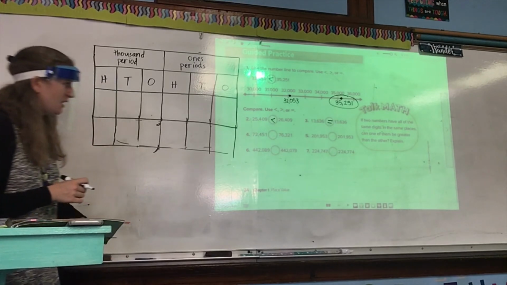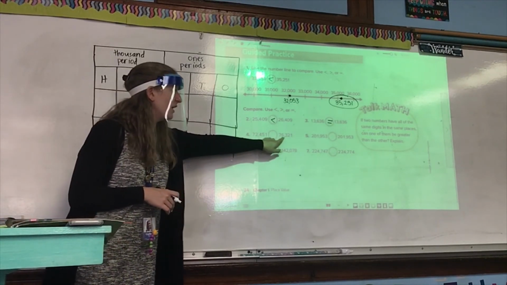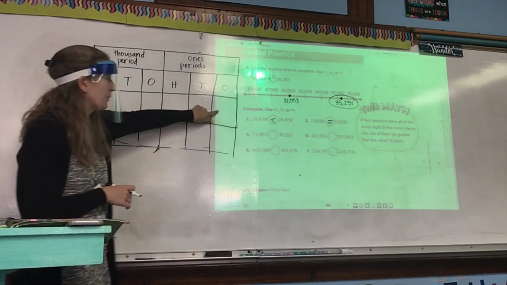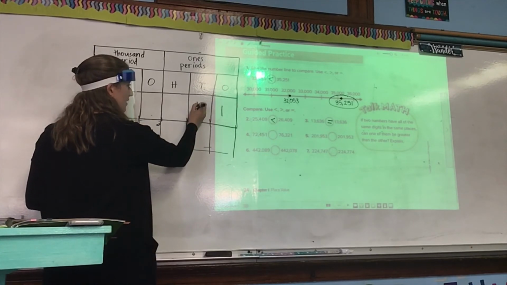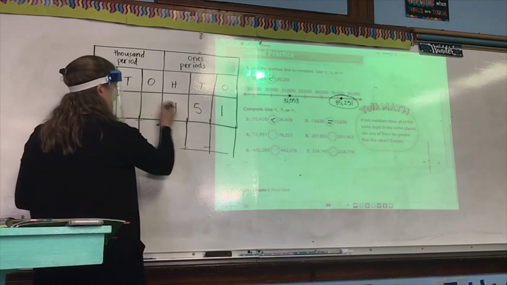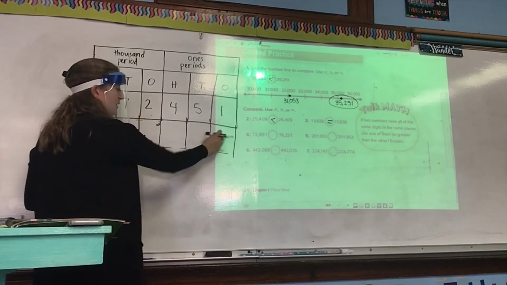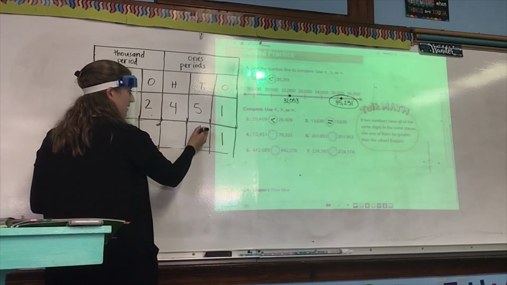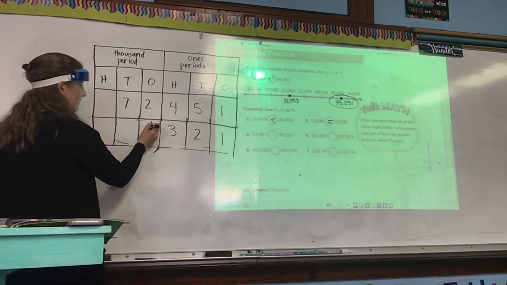Okay, Colin, we have our next two numbers. We have 72,451 and 76,321. We're going to start with this number. What digit goes in the ones place? 1. Tens? 5. Hundreds? 4. Thousands? 2. Ten thousands? 7. Now the second number. What goes in the ones? 1. Tens? 2. Hundreds? 3.